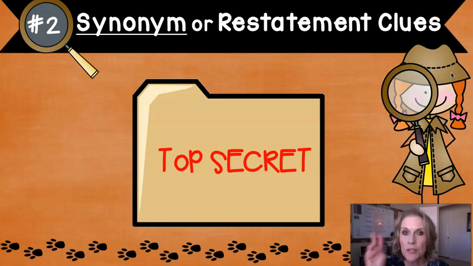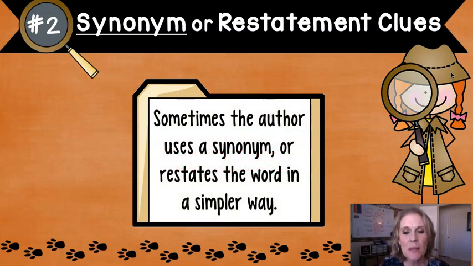Context clue number 2, synonym or a restatement clue. What does that mean? Sometimes the author uses a synonym or restates the word in a simpler way. Write that down. Remember, synonyms mean about the same, and restatement means to say it again in a different way. Teachers use this strategy a lot.